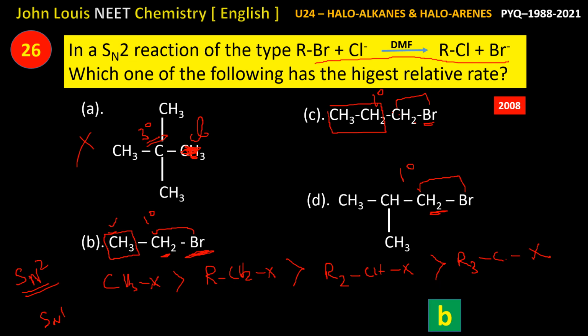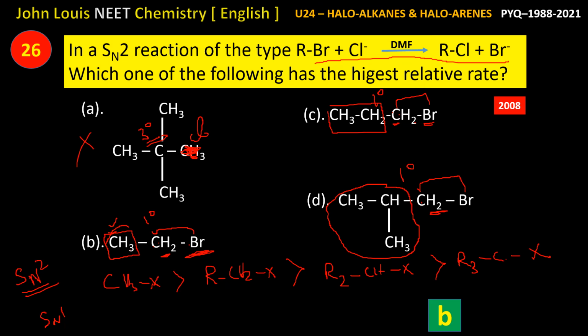The smaller the alkyl group bonded to the carbon which is directly bonded to the benzene ring, the faster will be the SN2 reaction. Clear? Bromine is bonded to this carbon, which is bonded to how many carbon groups? Only 1. Whereas in option C, Br is bonded to a carbon which is bonded to another alkyl group having 2 carbons. Therefore this will be slower than option B. And what about option D? Bromine is bonded to a carbon which is bonded to another bulky group, that is an isopropyl group, having 3 carbons. Therefore, since option B has only 1 carbon bonded to the carbon which is bonded to the bromine, that will be the fastest.